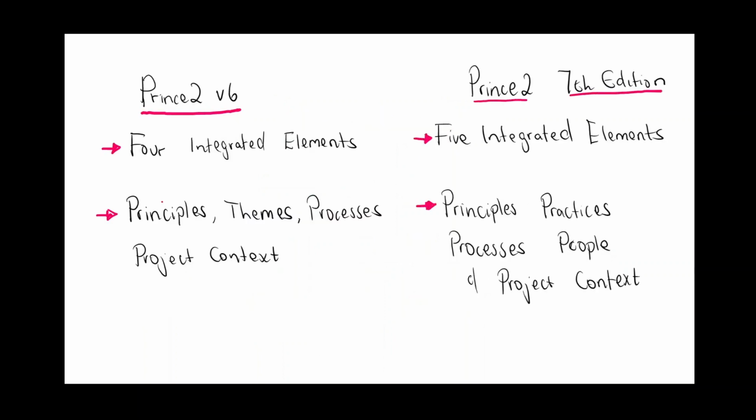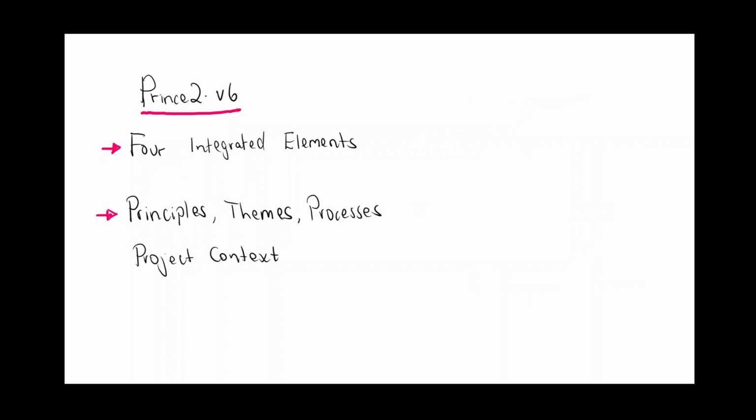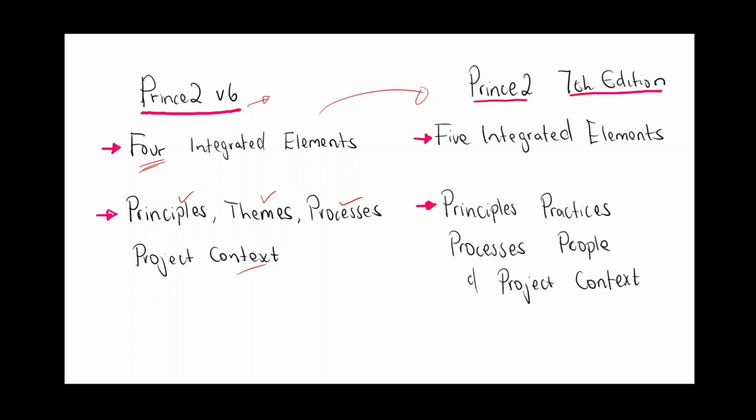Now, we have Prince2, and looking at Prince2, the version 6 or the sixth edition talks about four integrated elements: the principles, the themes, processes, and project context. Now, moving over to Prince2's seventh edition, we are now talking about five integrated elements from the four, and the additional element in this case would be the people. All right, so that's a new element that has been added.